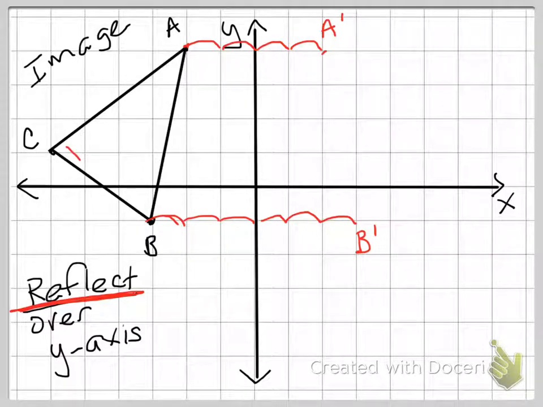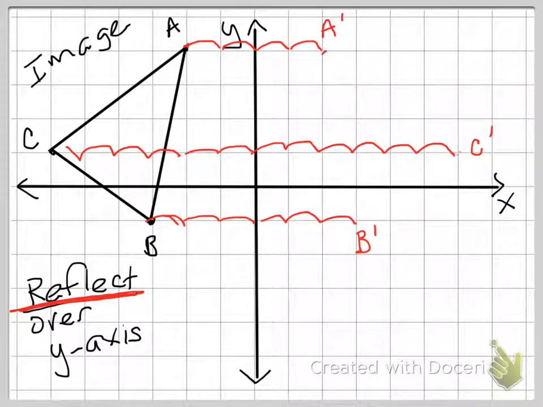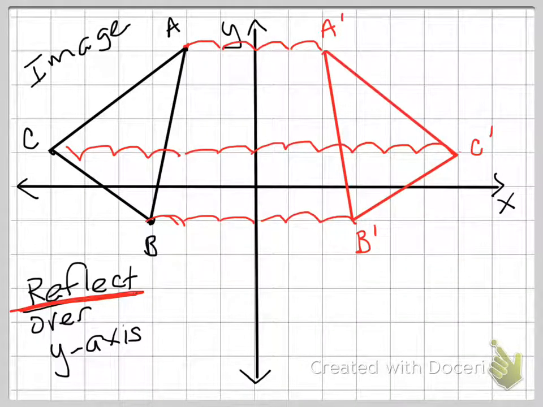C is 1, 2, 3, 4, 5, 6. So reflect this over the y-axis. 1, 2, 3, 4, 5, 6. Here is C prime. And if I connect all of those reflected points, you end up getting a mirror image of that triangle. So this one here is the pre-image. This is the image, the reflection over the y-axis.